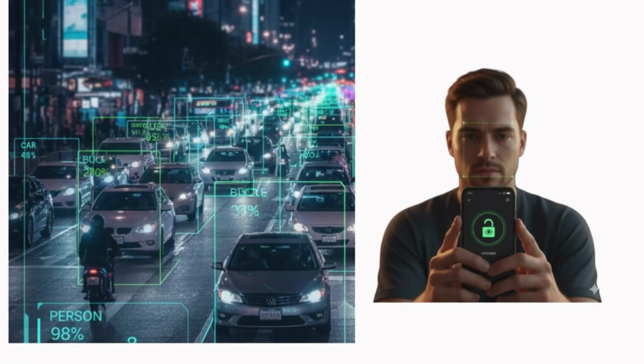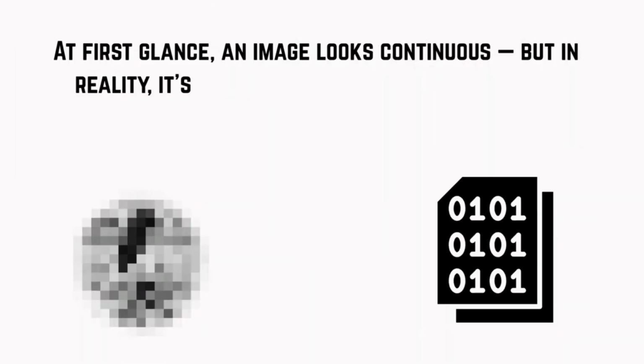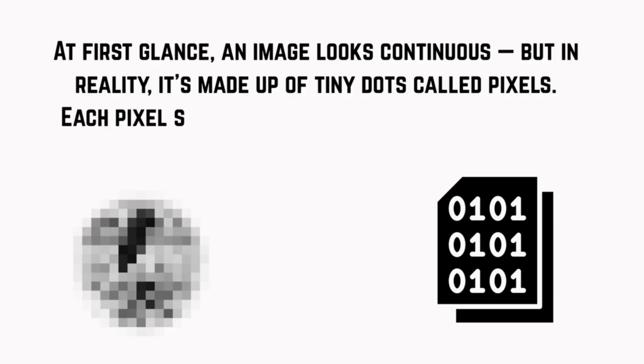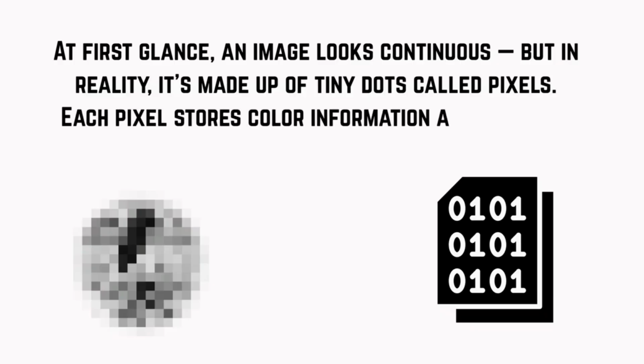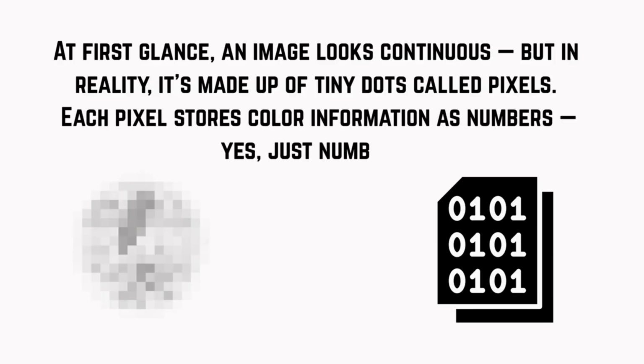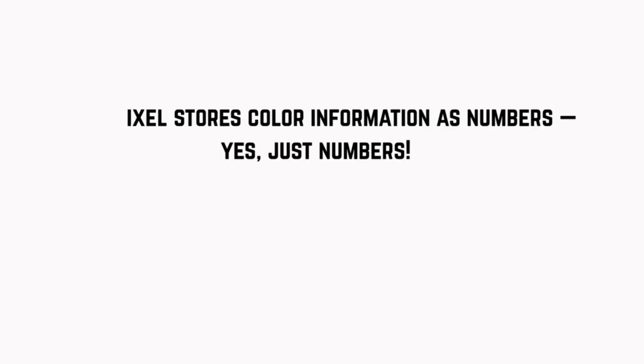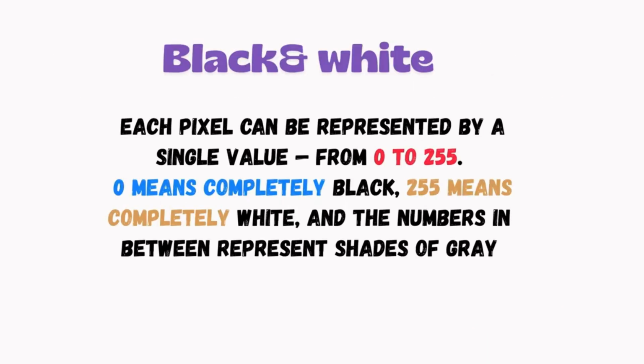To truly understand image processing, we must first understand what an image really is. At first glance, an image looks continuous, but in reality, it's made up of tiny dots called pixels. Each pixel stores color information as numbers. Yes, just numbers. Let's start with a black and white image.